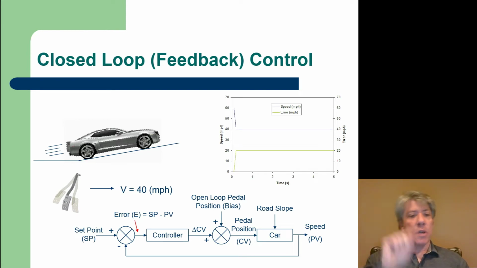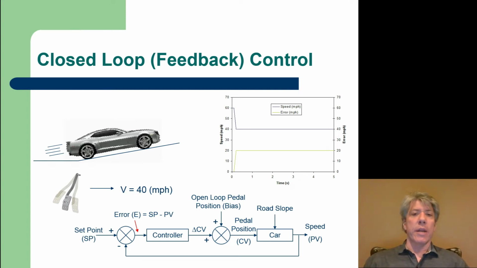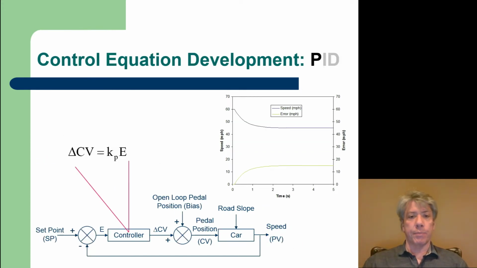Obviously, if the slope increases, our speed is going to start to drop. If the speed starts to drop, then our desired speed minus our current speed will be a positive error. That positive error needs to go into the controller, and somehow the controller needs to understand that that positive error means that we need to change the position of the pedal deeper, right? It has to be pressed harder so that the speed of the car can come up to the desired set point. But we have to always adjust the pedal from this open loop pedal position, this bias position.